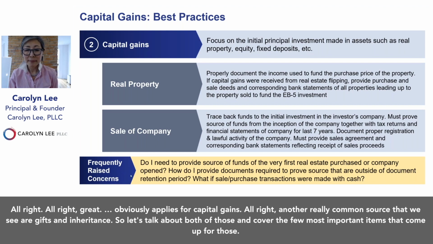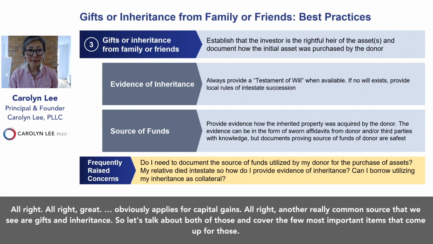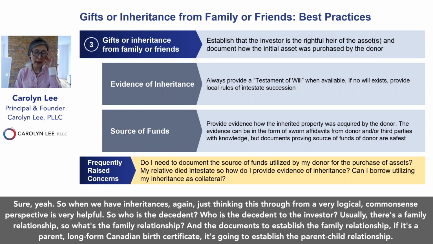All right, great. Tracing obviously applies for capital gains. Another really common source that we see are gifts and inheritance. So let's talk about both of those and cover the few most important items that come up for those. Sure, yeah.